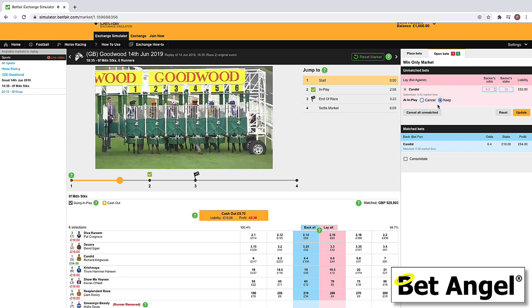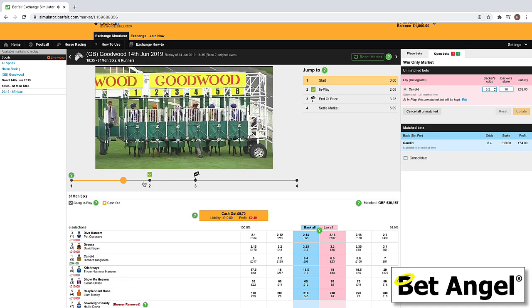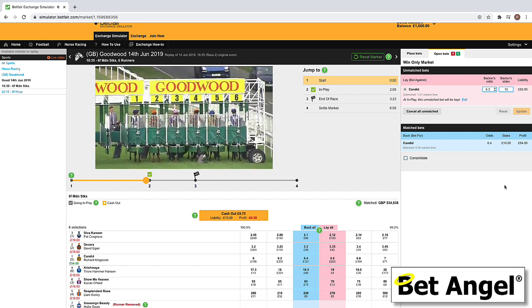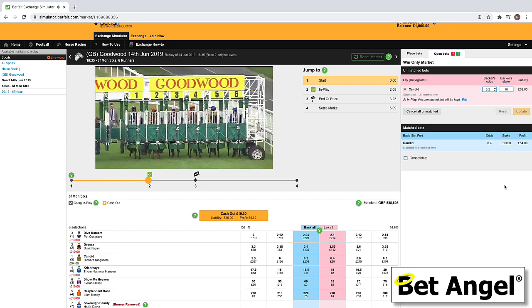Now what I'm going to do is use a keep bet here and update that, and that means that bet will get carried over to the in play period. I'm not going to wait for this horse to load, I'm just going to wind it forward a little bit. And the race is going to get underway in a second.